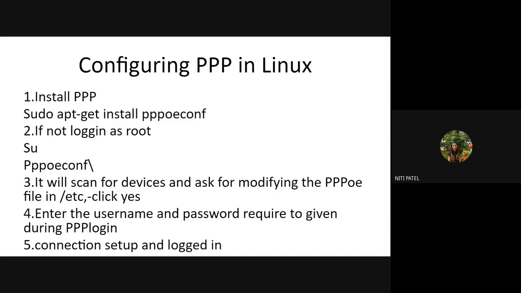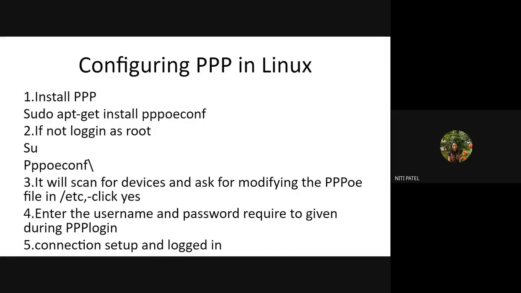Now, how do you configure this PPP connection on Linux? You have to first install PPP. How do you install that? You have to execute a command called sudo apt-get install pppoeconf. What is this conf? PPPoE conf, that is point-to-point configuration. So if I want to install this PPP in Linux, I will require that modem part. The hardware part will remain the same.